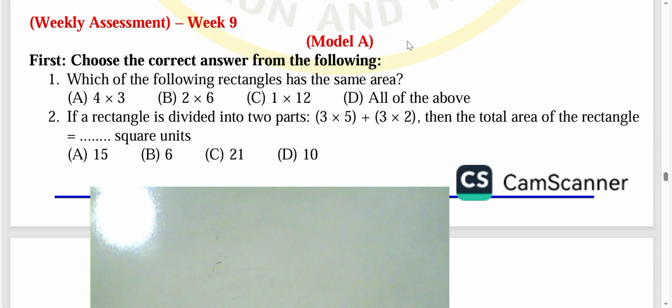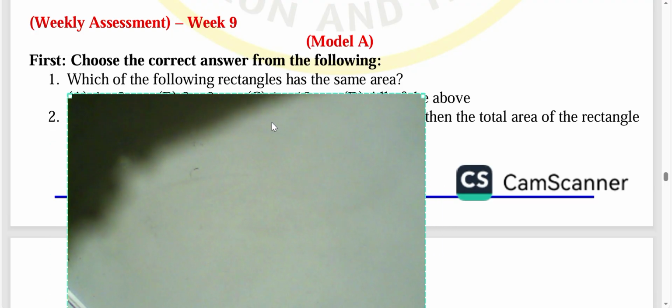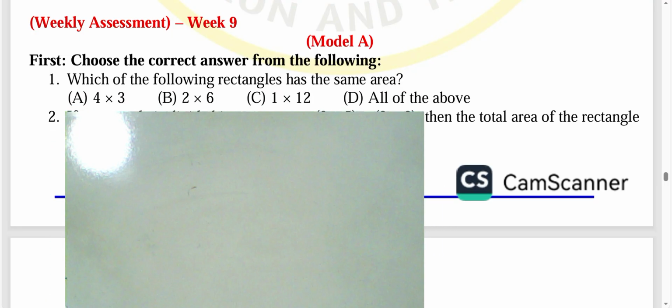Okay, grade 3, listen to me about question number 1, model A. Which of the following rectangles has the same area? First rectangle has 2 dimensions, 4 and 3. 4 times 3 here is 12. Then 2 times 6 is 12. 1 times 12 is 12. Then all equivalent. Then we must choose letter D here, all of the above. So the area of each one equals 12 square units.